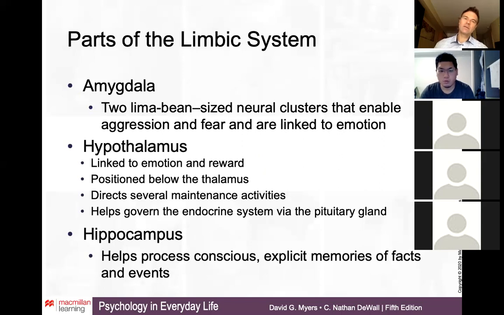So the amygdala is a two lima bean sized neural cluster, in plural, that enable aggression and fear and are linked to emotions. So if you stimulate the amygdala of dogs or cats or rodents in specific areas, with very small electrical stimulation, you will get either a very aggressive reaction or a fearful or sedated reaction. And it's the same for human beings.